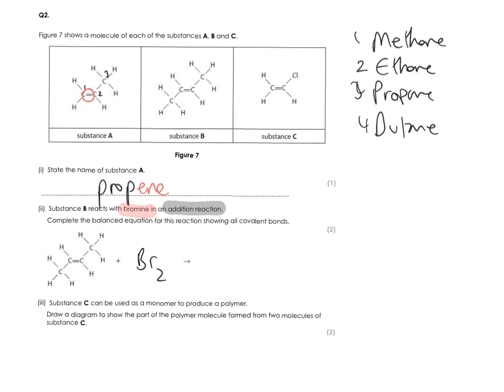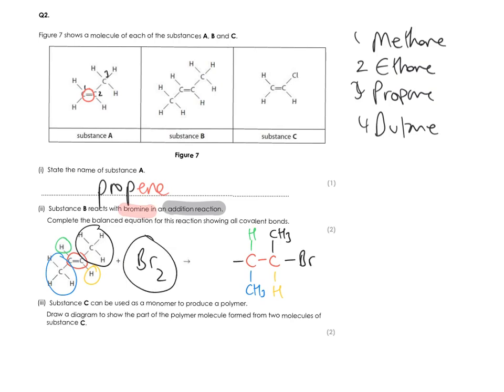So this double bond here will break and will just form a carbon-carbon single bond. Then you've got your 4 things around the outside. So that's a CH3, you've got this CH3 as well, you've got this H, and you've got this H. And then you've got the Br2, which joins on either side like that. So that is your product.